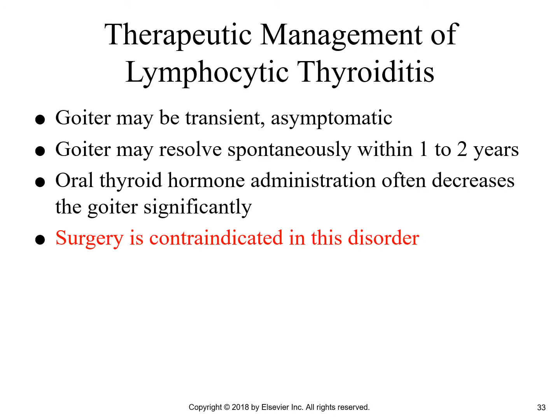Therapeutic management: surgery is contraindicated in this disorder. Goiter may be transient and asymptomatic. It may resolve spontaneously within 1 to 2 years. Oral thyroid hormone administration often decreases the goiter significantly.